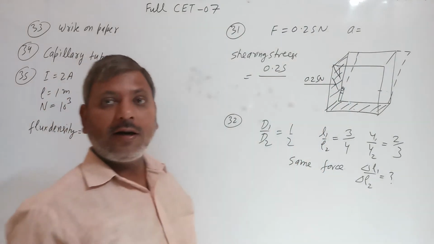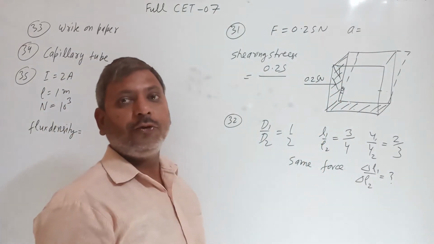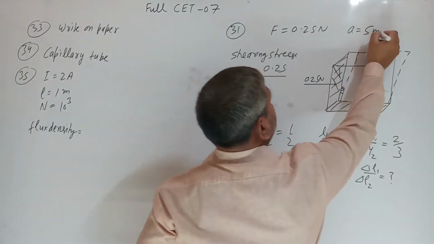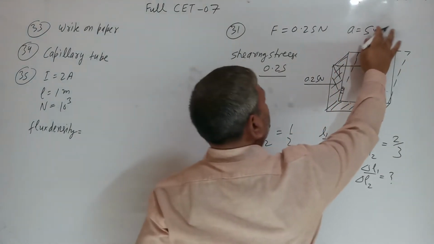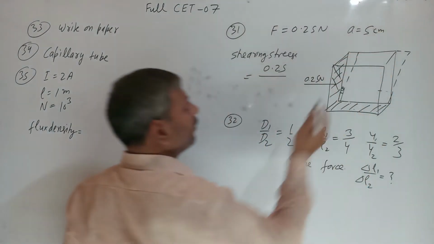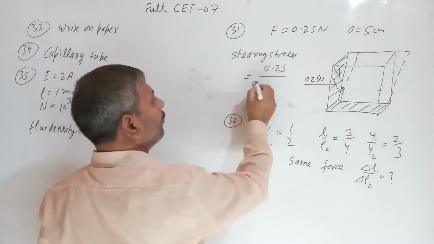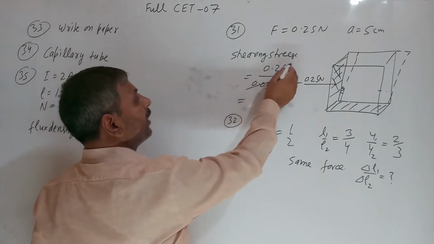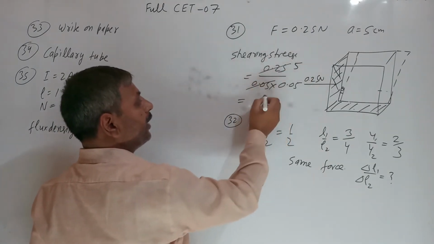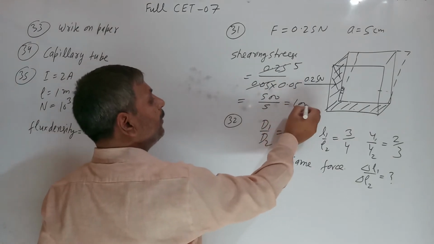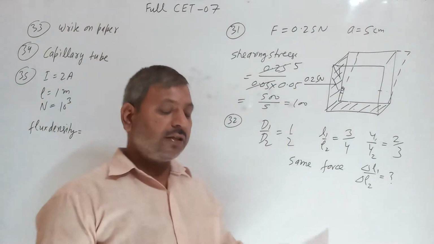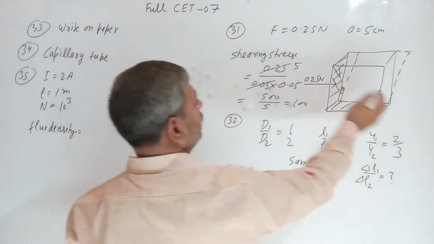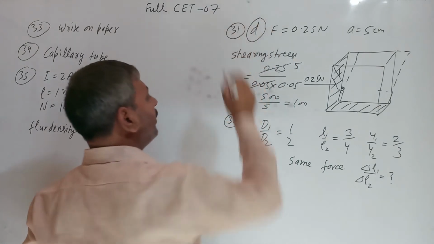So area of one face of the cube is A square, and the side they have given is 5 cm. If you are converting 5 centimeter into meter, this becomes 0.05. Area is 0.05 squared. So we can see here, 5 and 500 upon 5. So in this question shearing stress is 100, mean D option. So question number 31, D option will be correct.